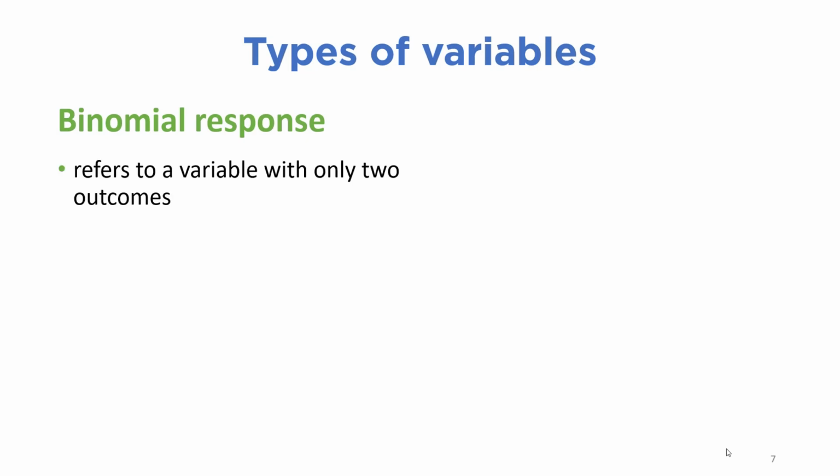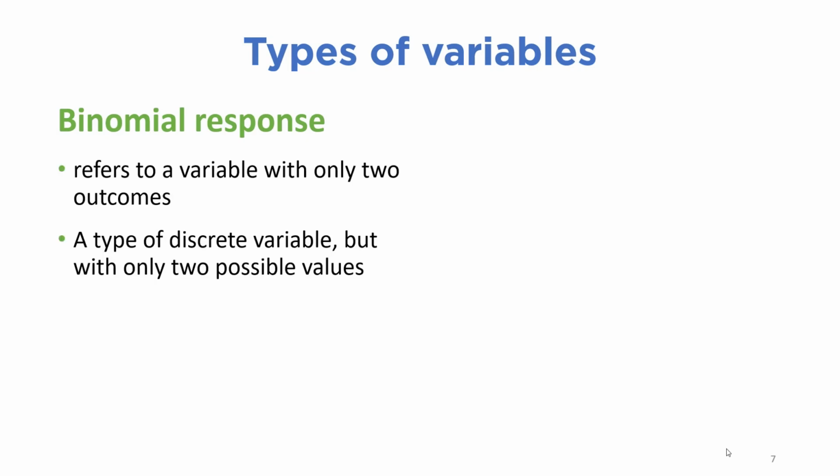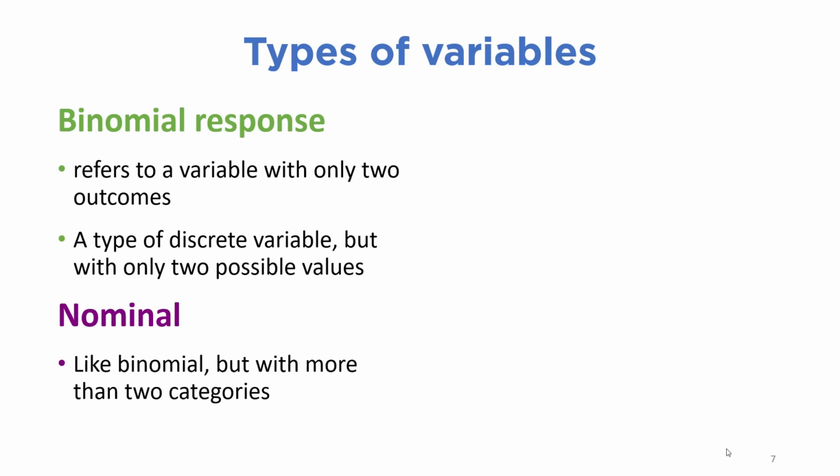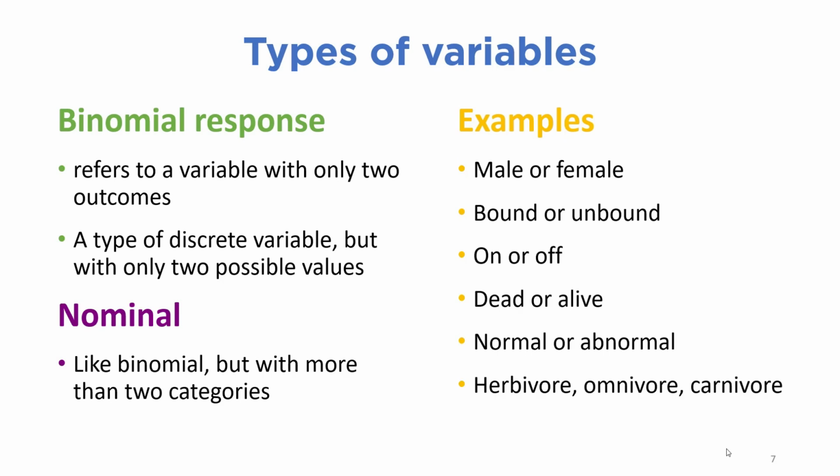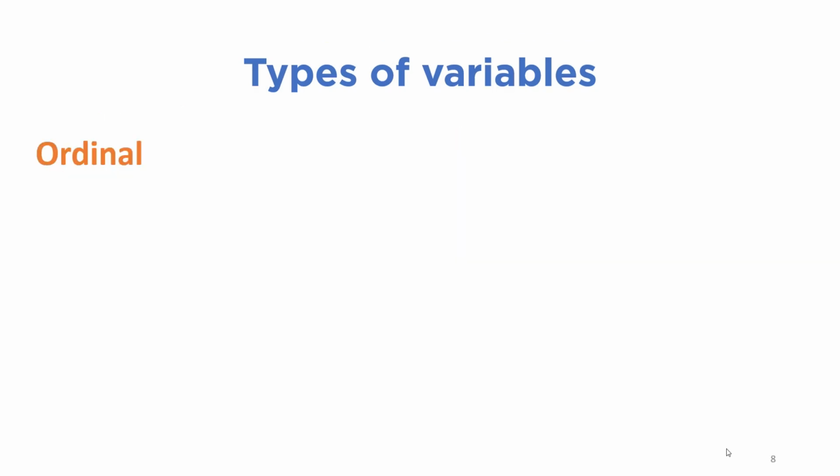Within that, there is a binomial response type of variable, which is when there are only two possible outcomes. This is a type of discrete variable, but with only two possible values. A nominal response is like a binomial, but with more than two categories. So male or female, bound or unbound, on or off, dead or alive, these would be binomial responses. If you were looking at nominal, you could have, say, herbivore, omnivore, or carnivore, or other types of categories.